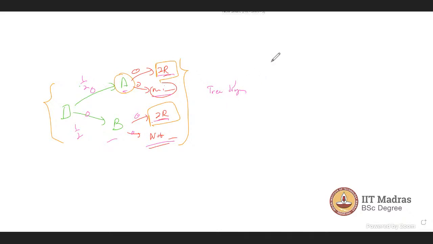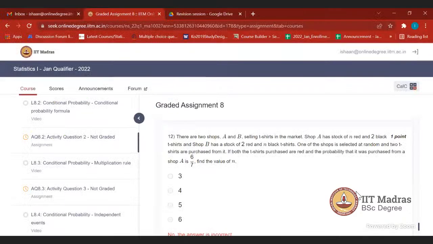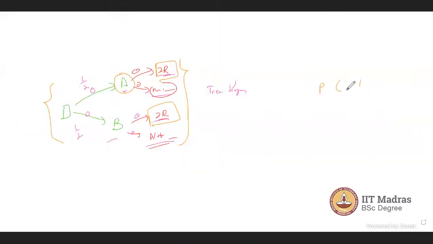At the last, where it is given that the probability is 6 by 7 and then we find the value of n, in that case I need to only fix that value. Could you please go to the diagram, please? Both purchases are red. The probability that it is from shop A, both are red, right?